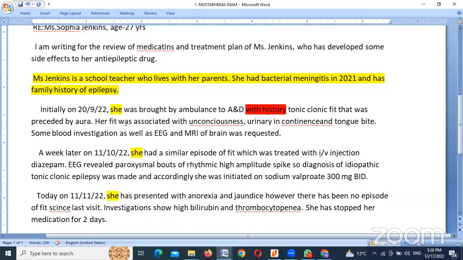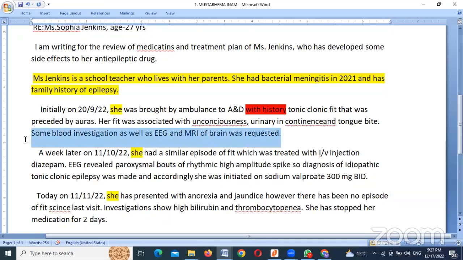That was preceded by auras. We can write auditory and visual auras because we can be a little bit more specific. Auras, okay, this is a plural. Her fit was associated with unconsciousness, urinary incontinence, and tongue bite, which is also good. Some blood investigations as well as EEG and MRI of the brain were requested, okay.